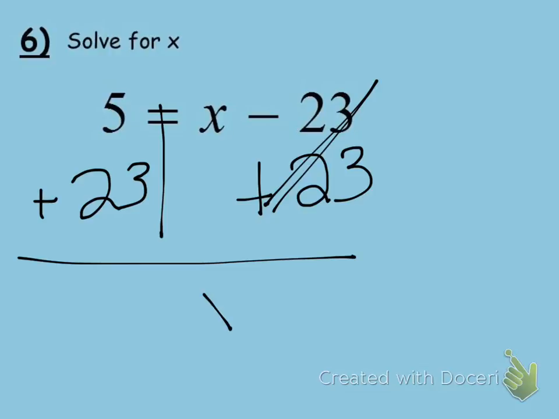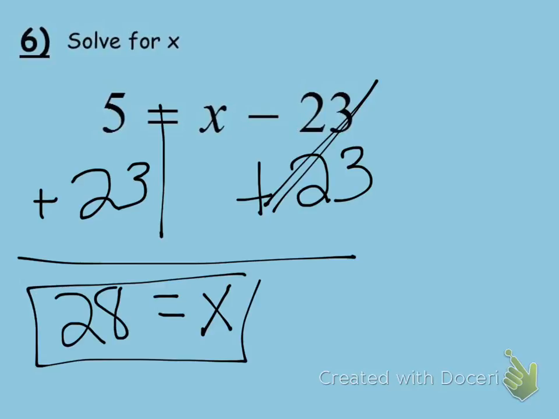Okay, on the right side we have the x. I still have my equal sign. What is 5 plus 23? 28. So 28 equals x. If you want to rewrite it, that is fine as well. Questions?